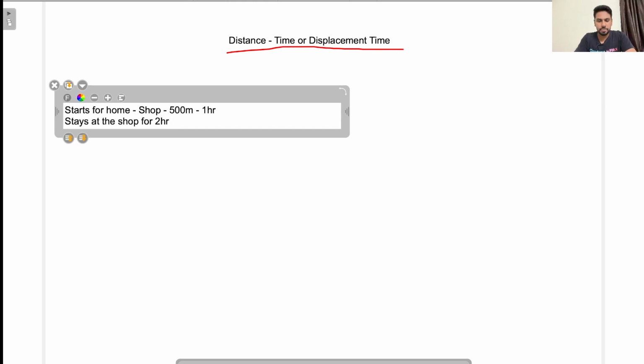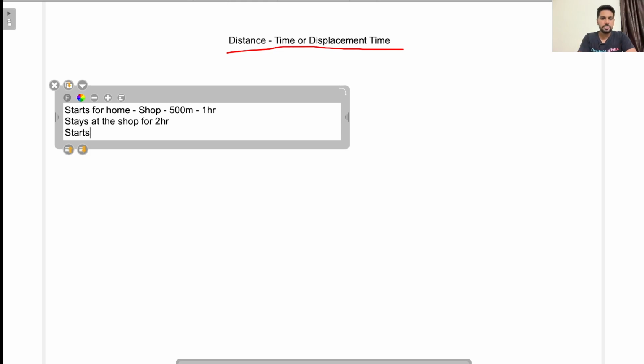After staying there for 2 hours, he starts his journey back. While coming back from the shop, when he has walked 250 meters from the shop, he meets his friend. To reach this 250 meter point, he again took 1 hour. This time he was very slow.